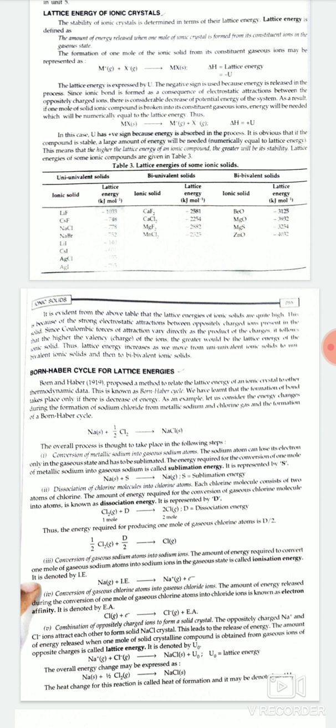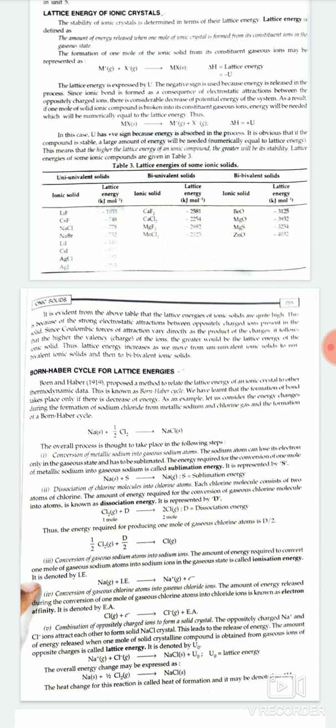Second is dissociation of chlorine molecules into chlorine atoms. Each chlorine molecule consists of two atoms of chlorine. The amount of energy required for the conversion of gaseous chlorine molecules into atoms is known as dissociation energy. It is represented by capital D. So, 1 mole of chlorine gas plus dissociation energy will be 2 Cl in gaseous state. Thus, the energy required for producing 1 mole of gaseous chlorine atoms is D by 2. So 1 by 2 Cl2 in gaseous state plus D by 2 is equal to Cl in gaseous state.